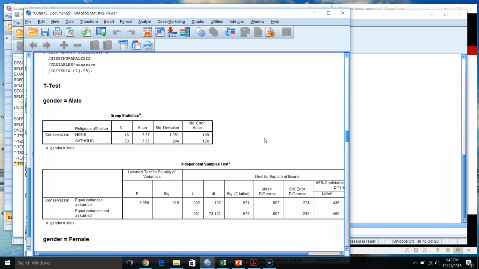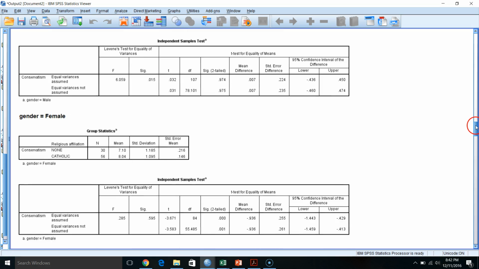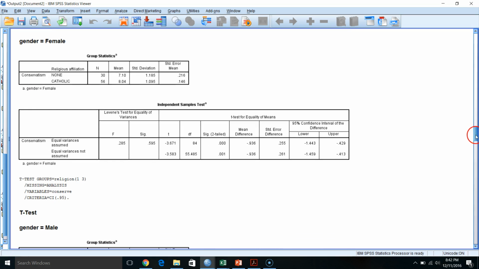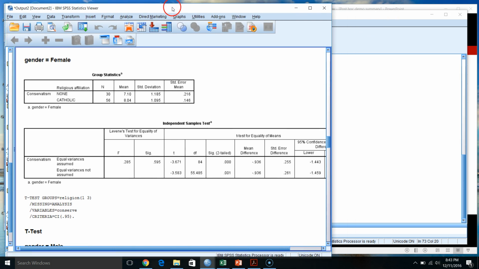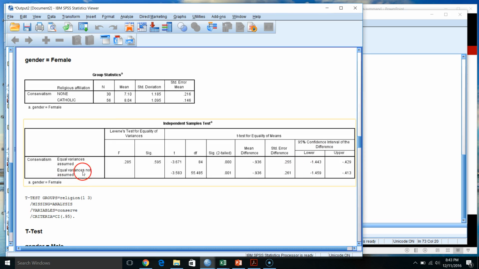That's my ANOVAs. Okay, so let's expand this out. So we've got our test for men, right? None versus Catholic. But again, we're not interested in the men because our simple effects ANOVA said there wasn't anything going on there. So we're going to scroll down to our women. Looks like, based on these data, that we do have a reliable difference in conservatism between Catholic women and women who did not report any religious affiliation. Okay, and we see that p-value significant at less than 0.001.